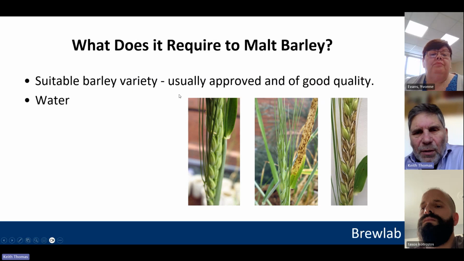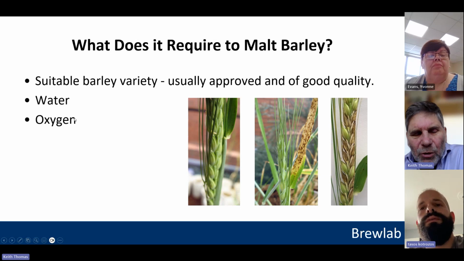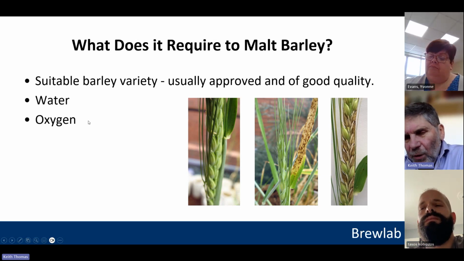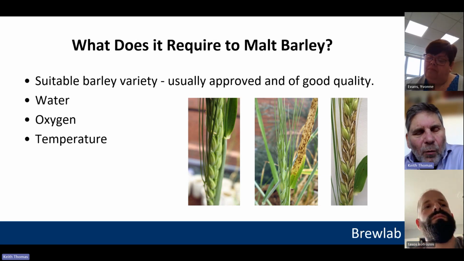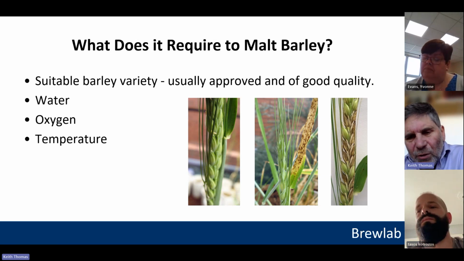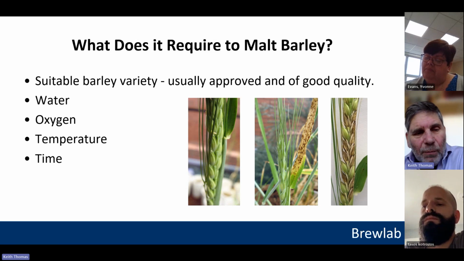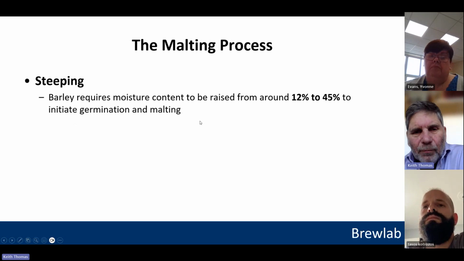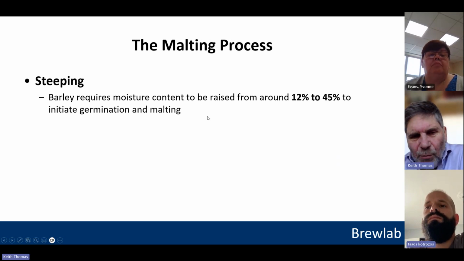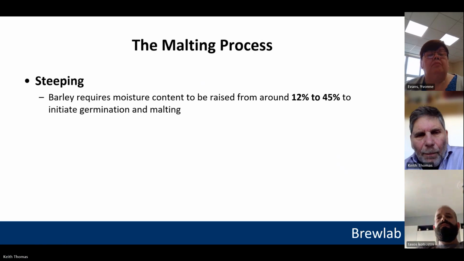So we want the right variety. There are a whole range of varieties we need to look at a little bit. We need water, we need oxygen to allow the respiration to occur in the plant, in the seeds. We need the right temperature, a reasonable 20+ degrees maybe. We need the right time, which we've just mentioned and before. So let's go through by stages, that's steeping, germinating and kilning.